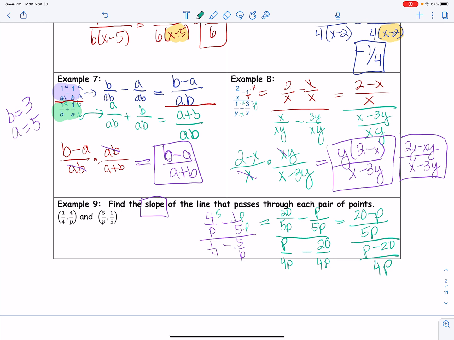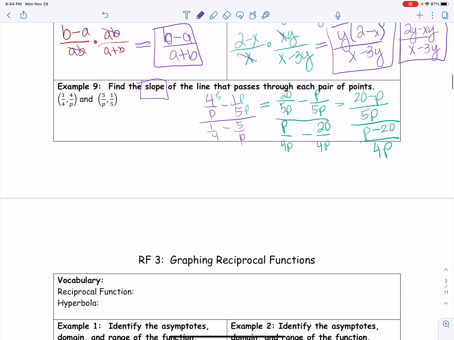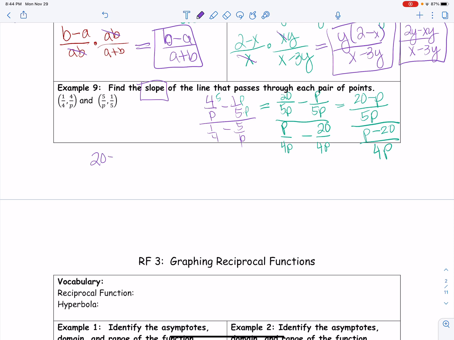So now I'm going to copy dot flip. I'm going to come down here, a little higher so my stuff doesn't get in the way. So I get 20 minus p divided by 5p. Multiply by the reciprocal, 4p over p minus 20. If I look at this, these p's out here would cancel because they're multiplication. And 20 minus p is the same thing as p minus 20, except when I divide, it would divide to a -1.